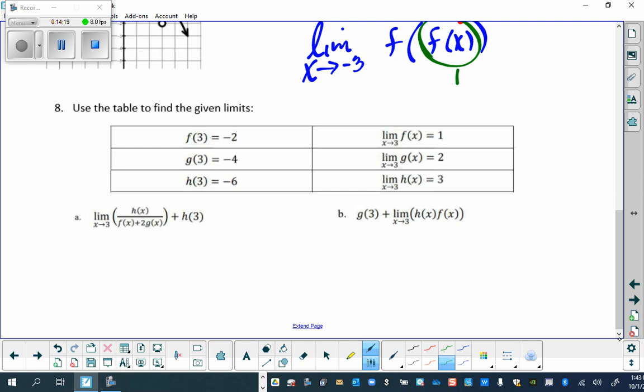All right. An input of 3 on G gives me an output of -4. As x approaches 3 on H and F, I'm finding that product. So my limit of my H function as x approaches 3 is going to be 3. And the limit on my F function as x approaches 3 is going to be 1. So it's -4 plus 3, -1. Sound okay? Yeah. Okay.